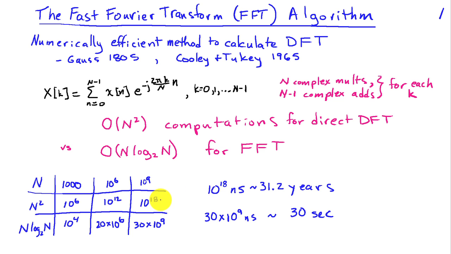Let's suppose that each operation took a nanosecond, each multiply that we're counting here. Well, 10 to the 18th nanoseconds turns out to be on the order of 31.2 years. In contrast, if I have the FFT algorithm and I can cut this to 30 times 10 to the 9th, it turns out that that's on the order of 30 seconds if it takes 1 nanosecond per operation, per multiply and add. So you can see that we've got a dramatic reduction in the time that it takes to do this computation.